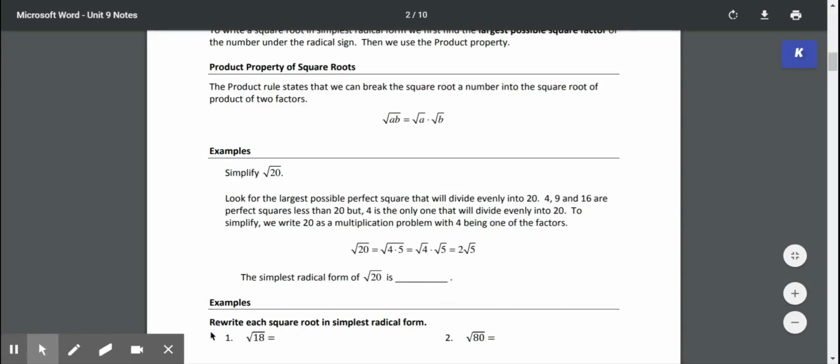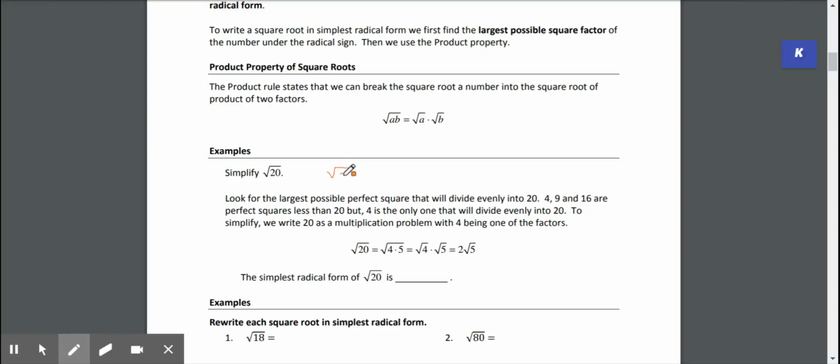So if we had the square root of 20, we know it's less than 25. The square root of 20 is less than 25, but it's greater than 16. The square root of 16, we can take perfectly. It's 4. The square root of 25, we can take perfectly. It's 5. So the square root of 20's value is going to fall somewhere between 4 and 5. But what we're going to do here is we're going to simplify this.